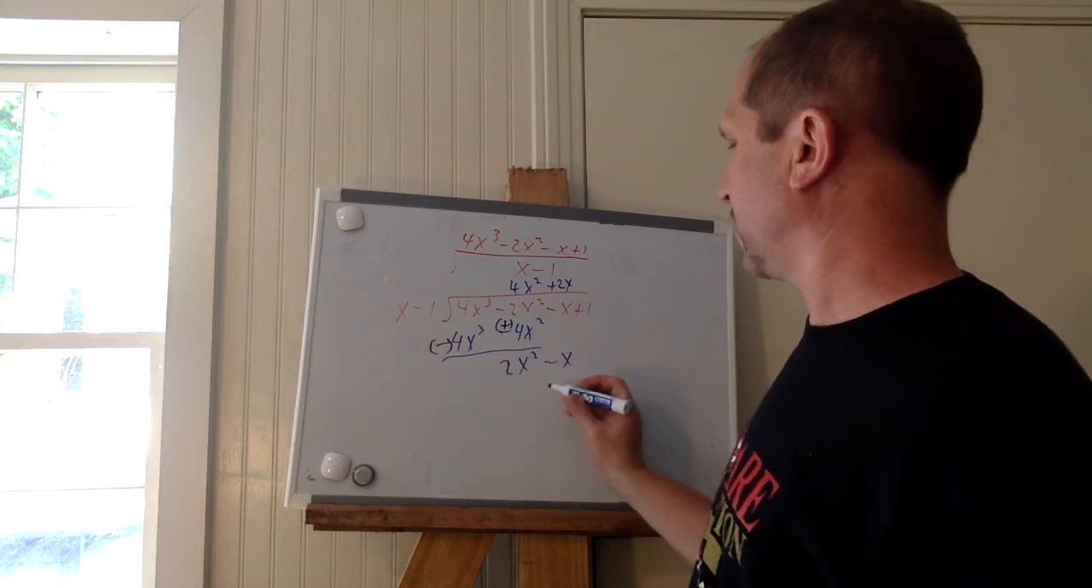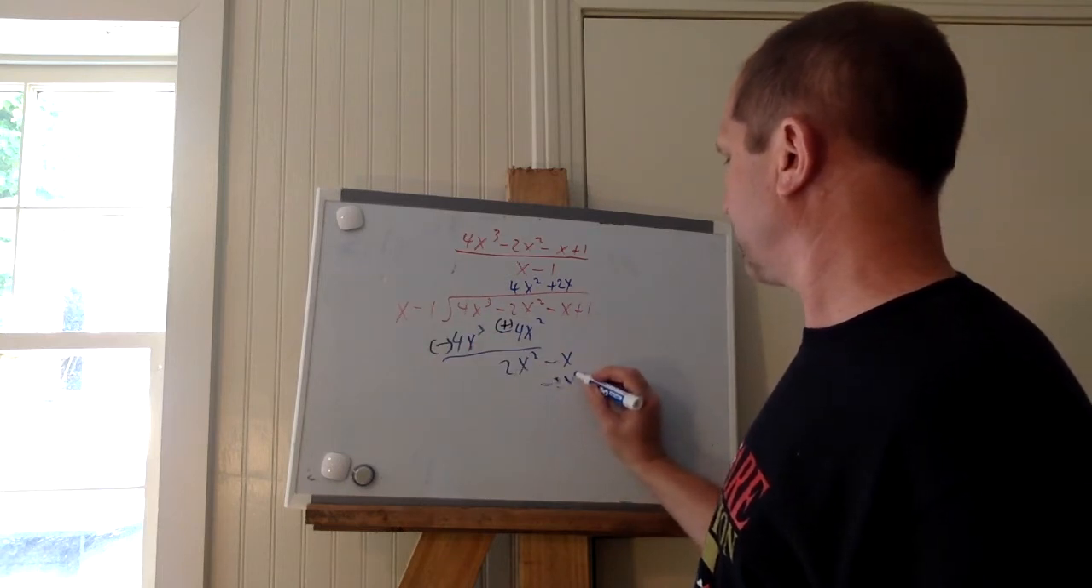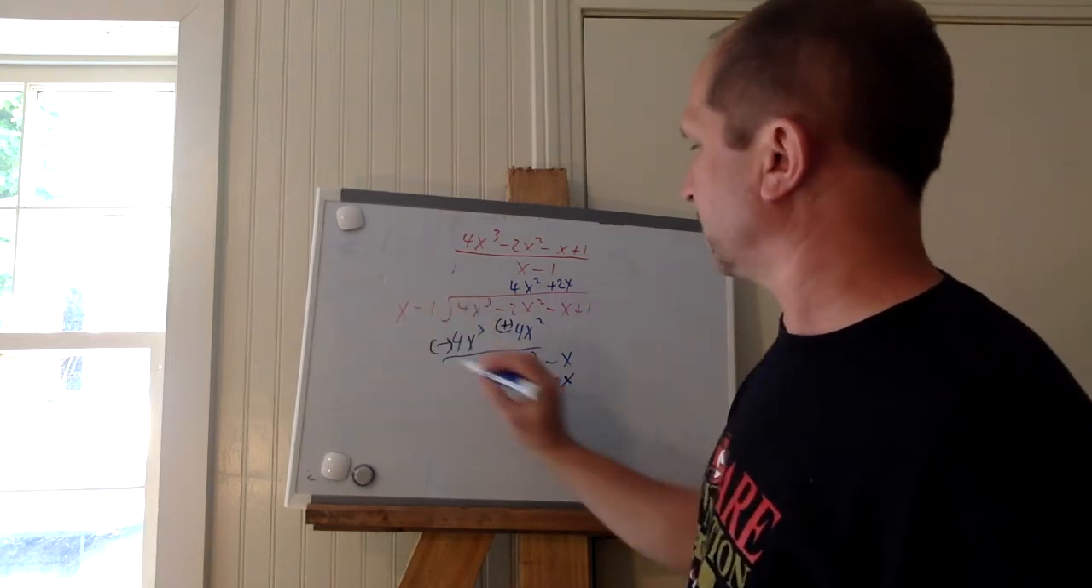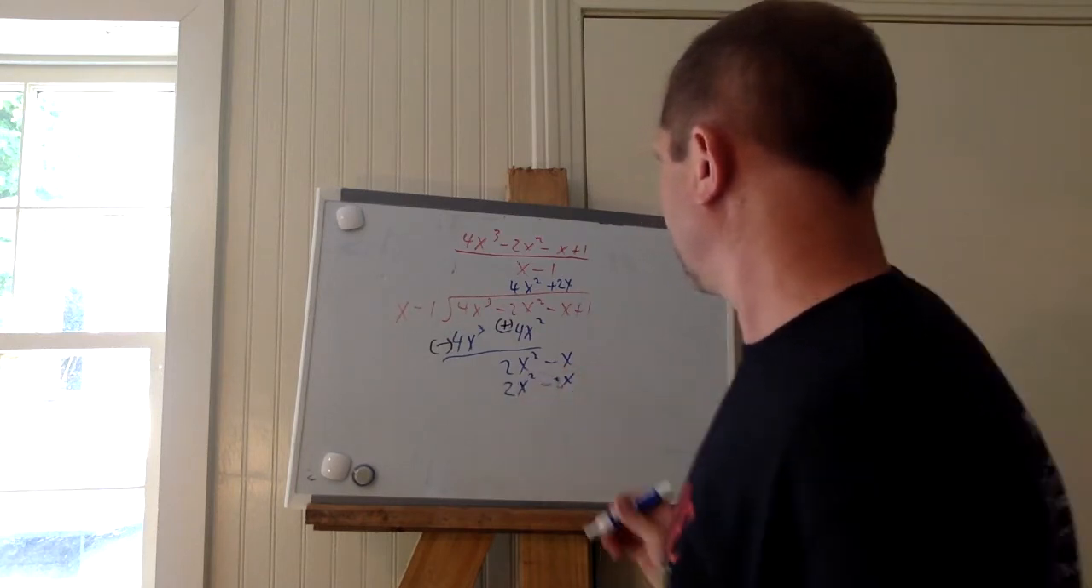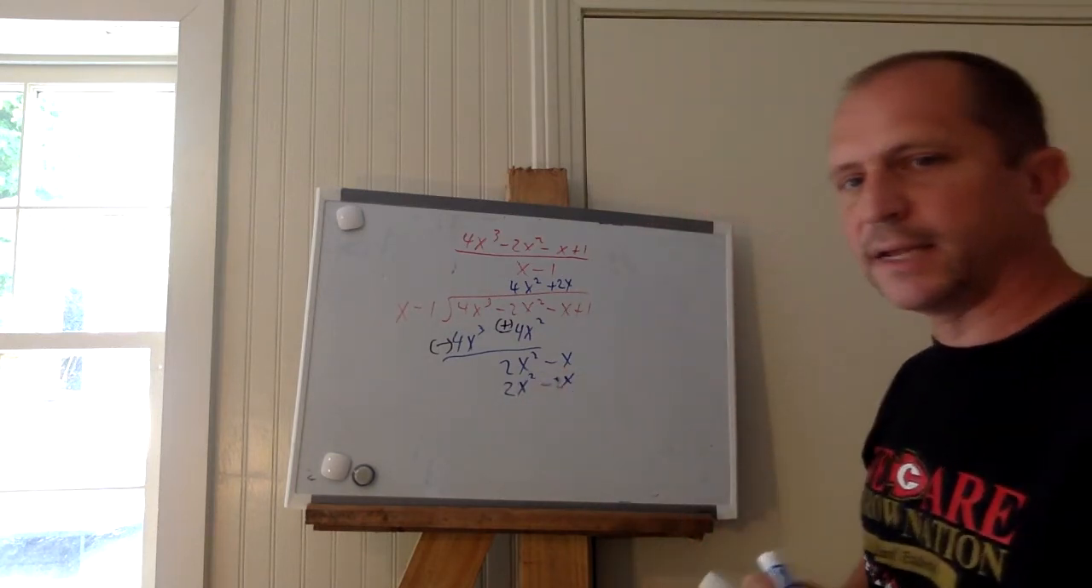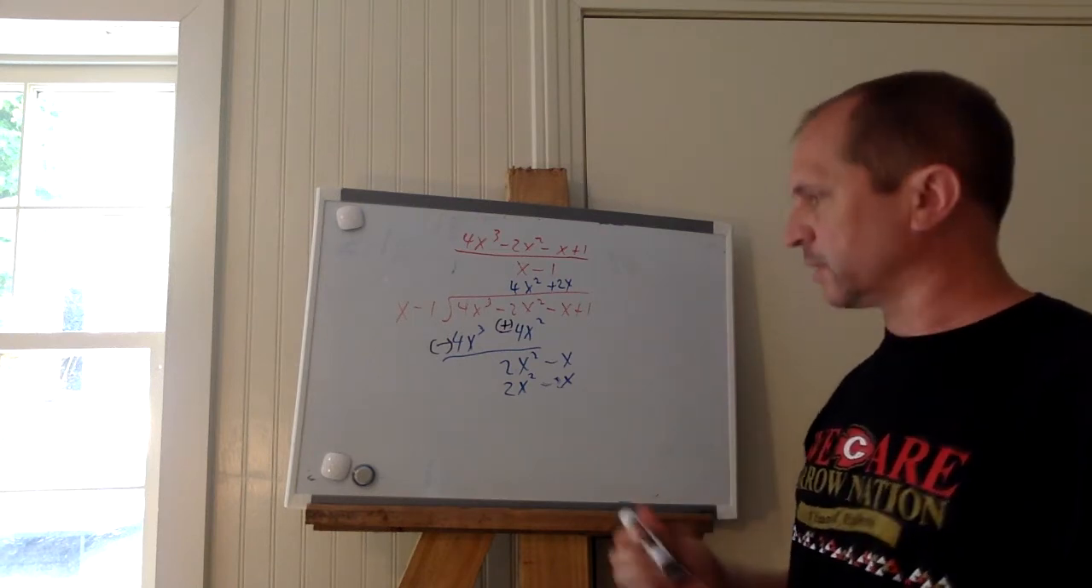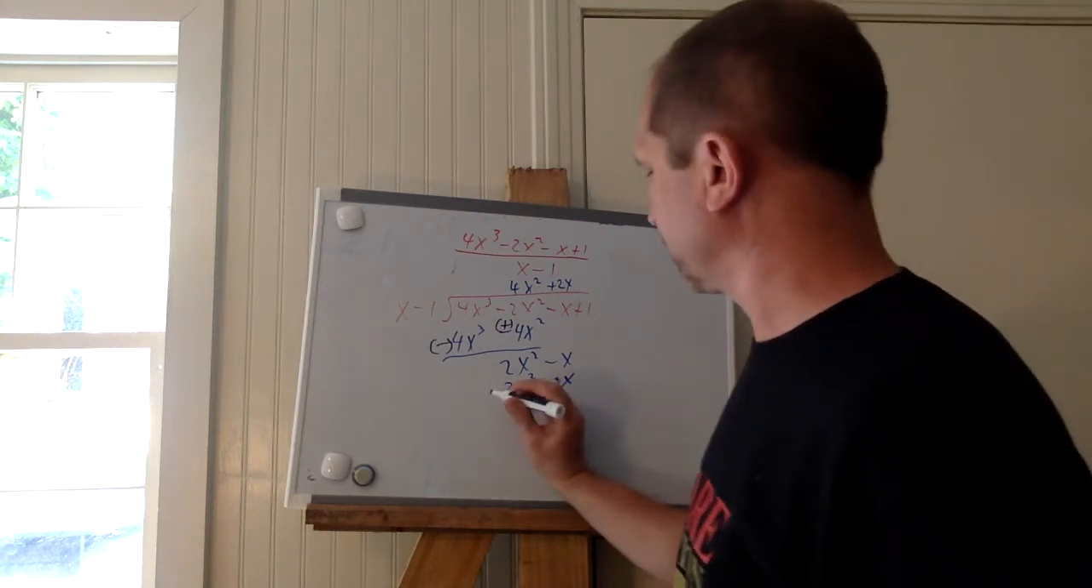Two x times negative 1 is negative 2x. 2x times x is 2x squared. Okay, once again, I need to subtract, so I change my signs.